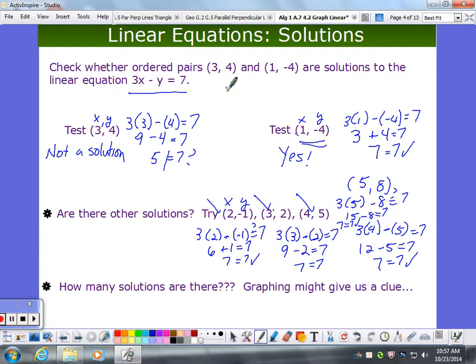7 and 14. Does that work? Let's try it. 3 times 7 minus 14. Is that 7? 21 minus 14. Is that 7? What's 21 minus 14? 7. Look at that. How'd you get that?